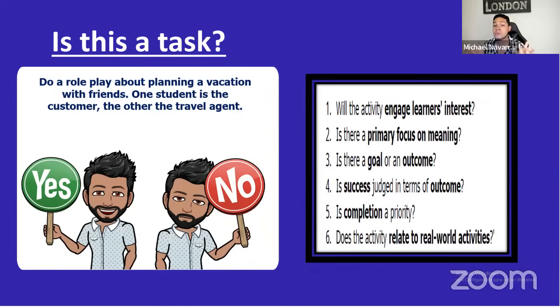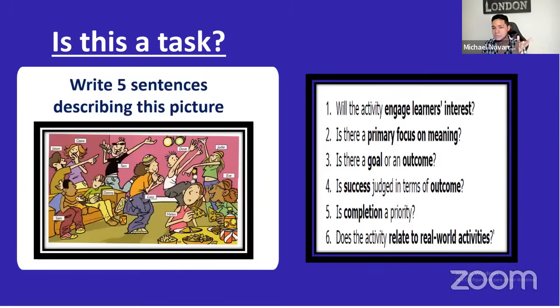Is there a primary focus on meaning? Absolutely. They are going to do a role play, right? They have to interact. Is there a goal or an outcome? Yes, they need to plan a vacation with friends, right? Is success judged in terms of outcome? Absolutely. Is completion a priority? Yes. And does the activity relate to real-world activities? Absolutely. You see? So there is a huge difference between these two examples.